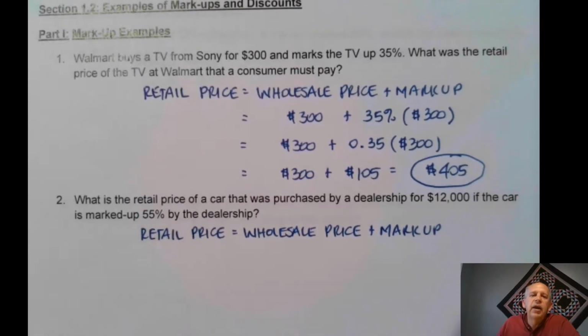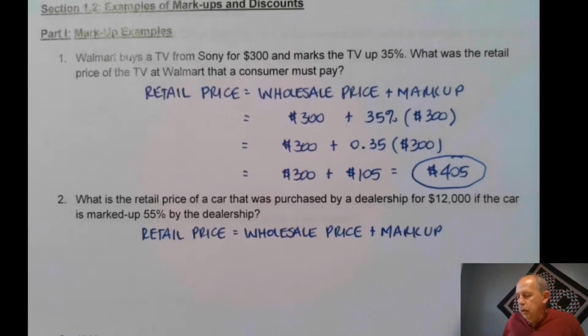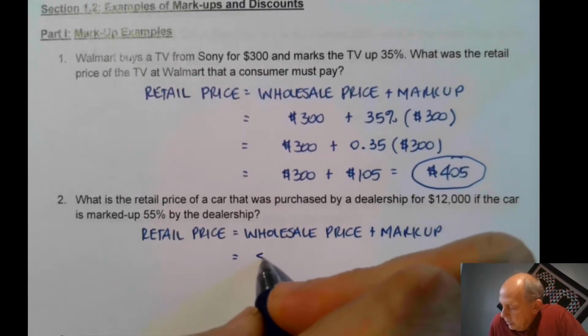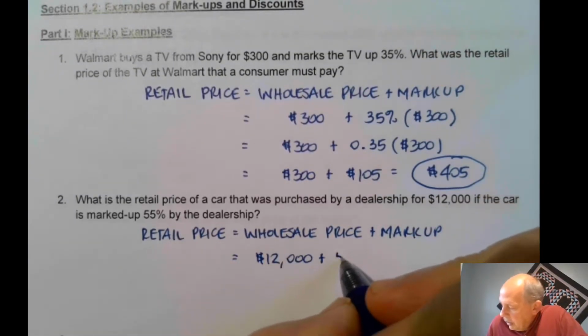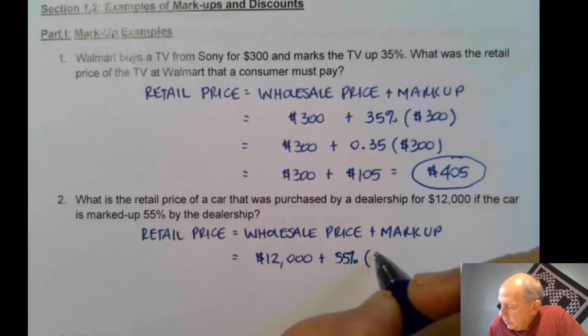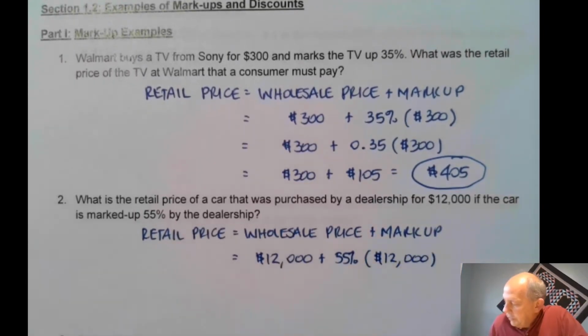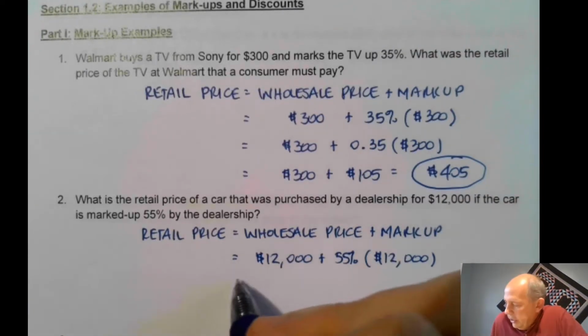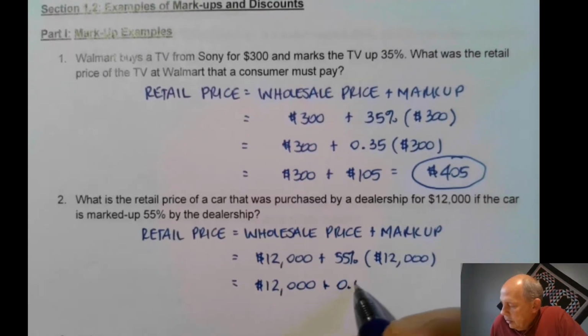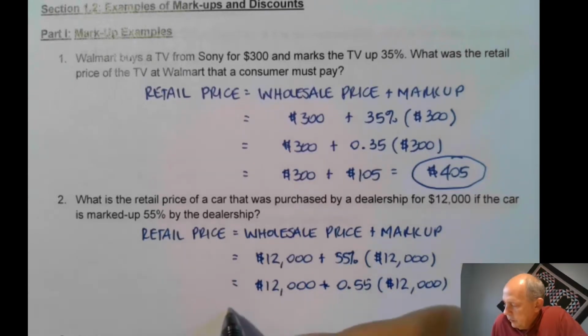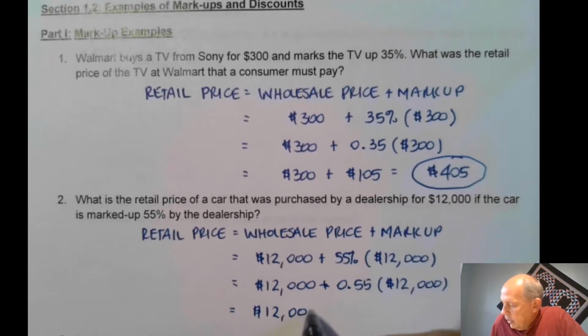We want to find out how much we pay for a car. If a dealership pays $12,000 for that car, they turn around and mark it up 55% of $12,000. So what I have here is 12,000 plus 0.55 times 12,000. So I would have 12,000 plus those two multiplied together is $6,600.